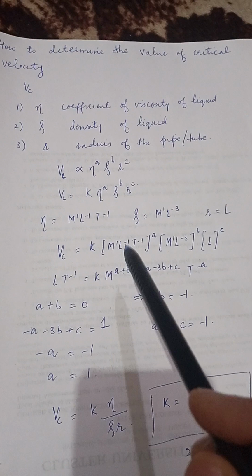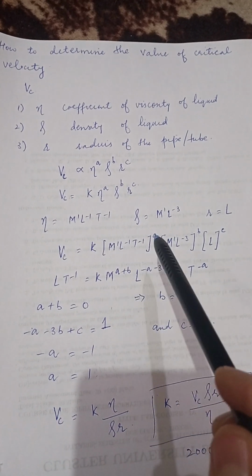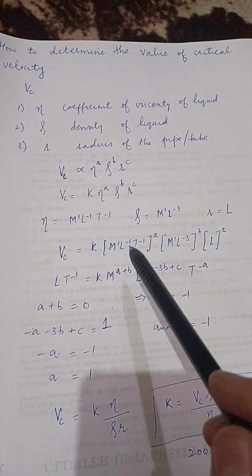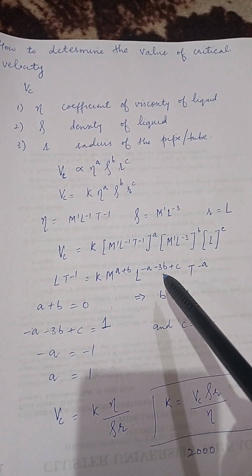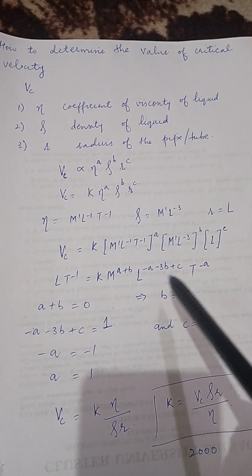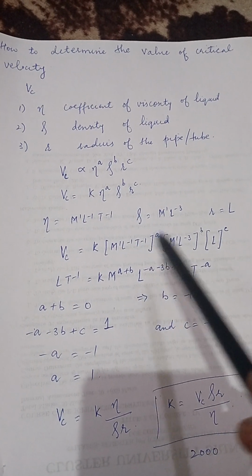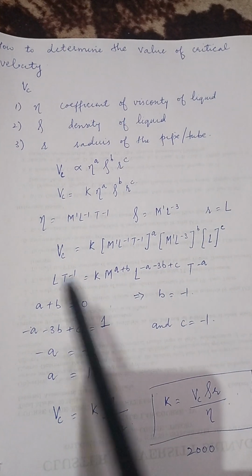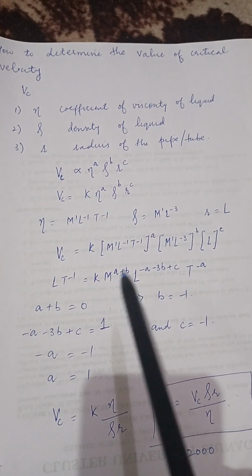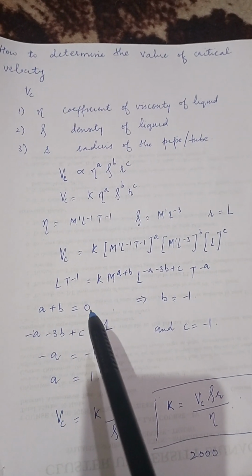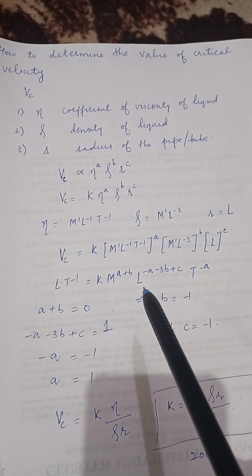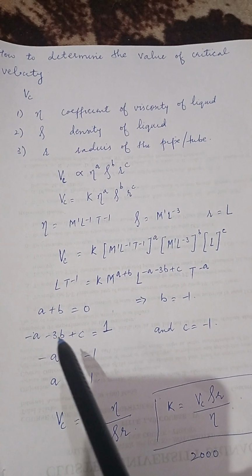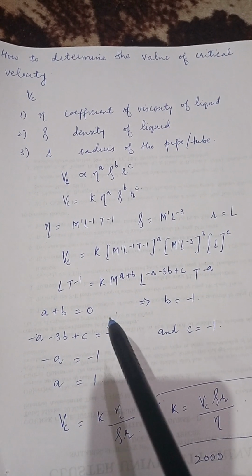It is M^(a+b), L^(-a-3b+c), and T^(-a), because T is not present in the other two. Now we are equating the coefficients. M is not on the left side, so what will a plus b be? It will be 0, no power on the left side. What is the power of L here? The power of L is 1. So minus a minus 3b plus c will be equal to 1.